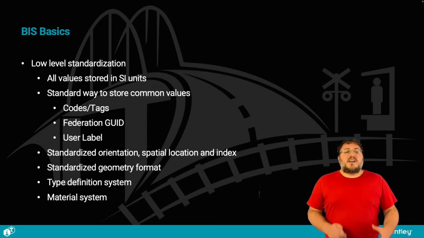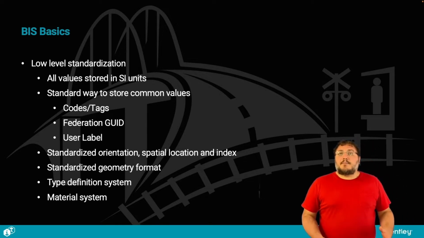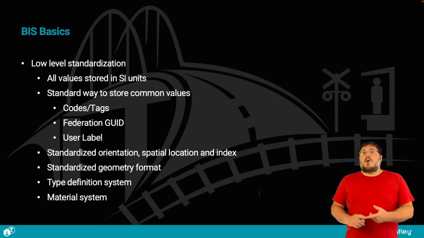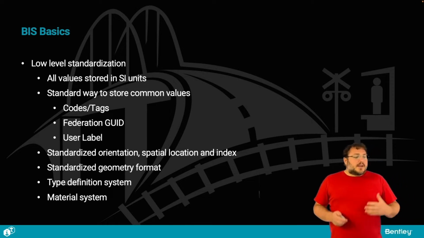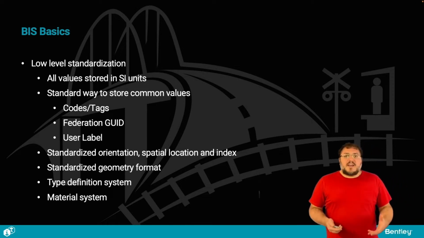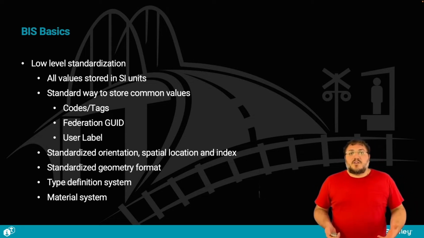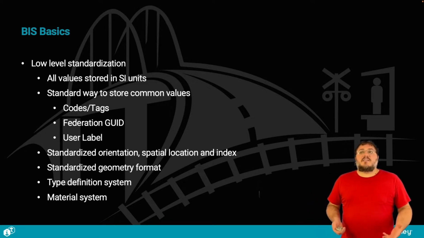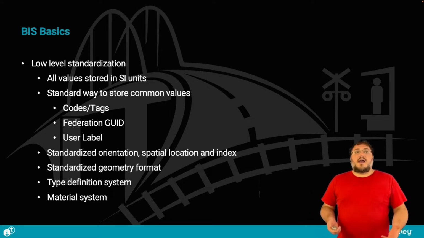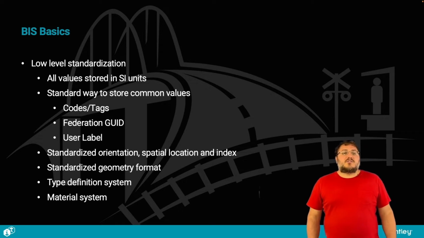Next, we have a bunch of standard ways to store common values and common concepts, and I'll highlight three. One is codes or tags. So think of a pump tag in a plant or a room number in a building. These are generally human readable things that you can use to identify some space or some element within a structure.